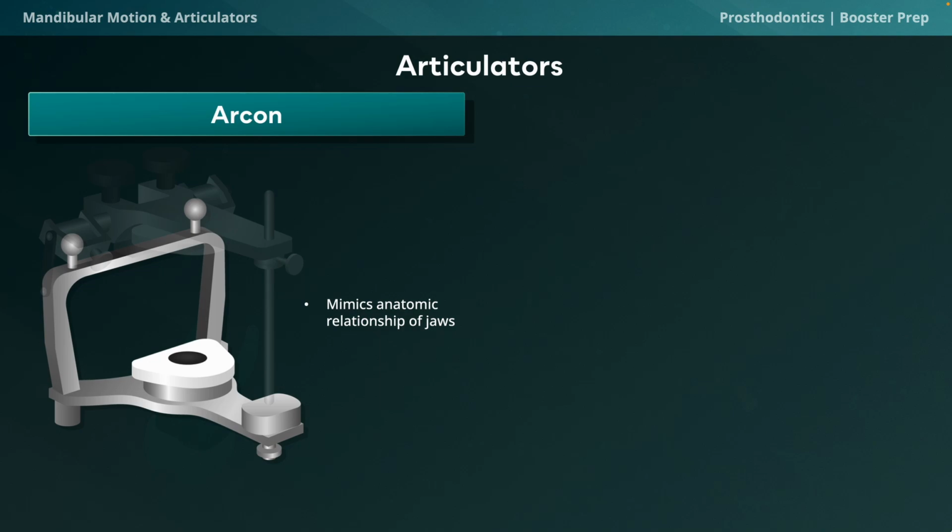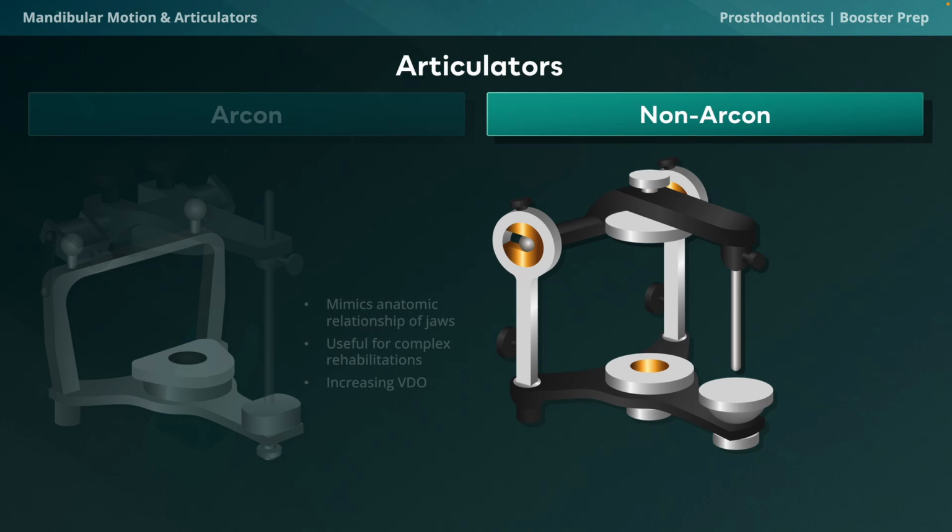Well, same thing here. The components that represent the TMJs, the two spheres you see here, are connected to the lower member of the articulator, which is representing the mandible. Arcon-type articulators are useful for complex rehabs, especially when increasing the VDO, because they closely resemble real jaw function. On the other hand, we have the non-Arcon articulator. The non-Arcon design has a reverse setup, with the components representing the condyles, again the two spheres, being attached to the upper member of the articulator.